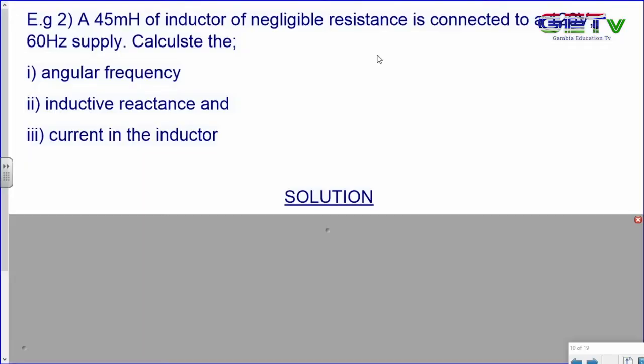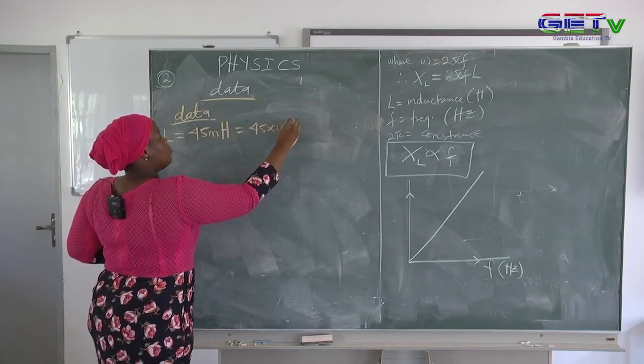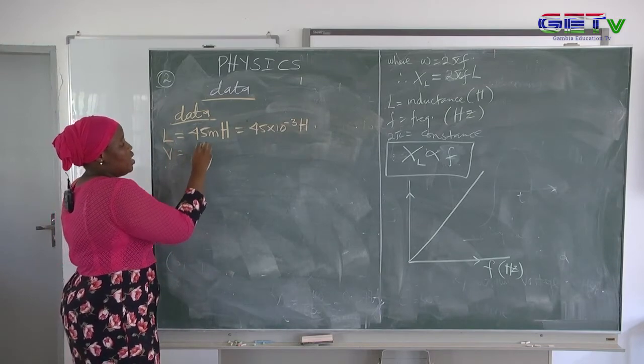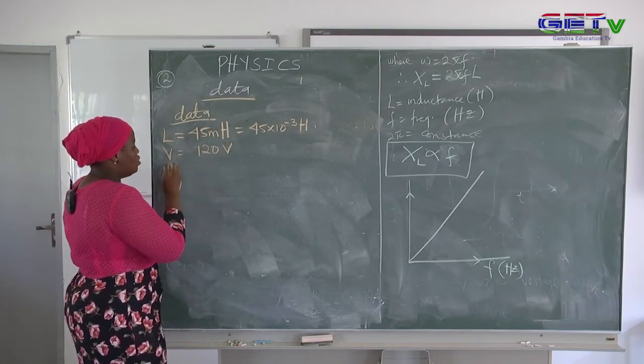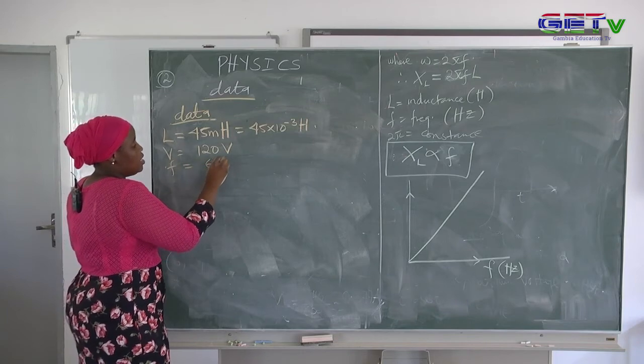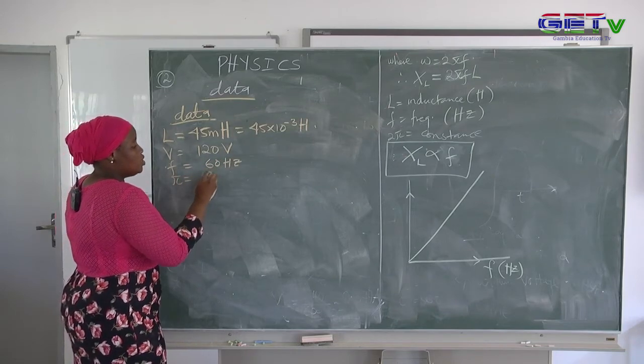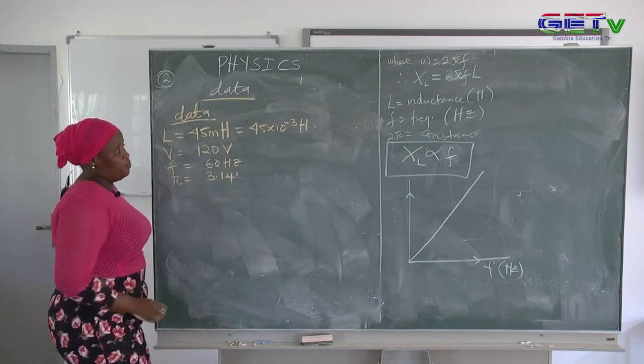Thank you. Okay, let's take the data. We're given the inductance as 45 millihenry, which is the same as 45 times 10 to the power minus 3 henries. The voltage is given, and that is 120 volts. The frequency is 60 hertz. And pi is just a constant, which is 3.14.